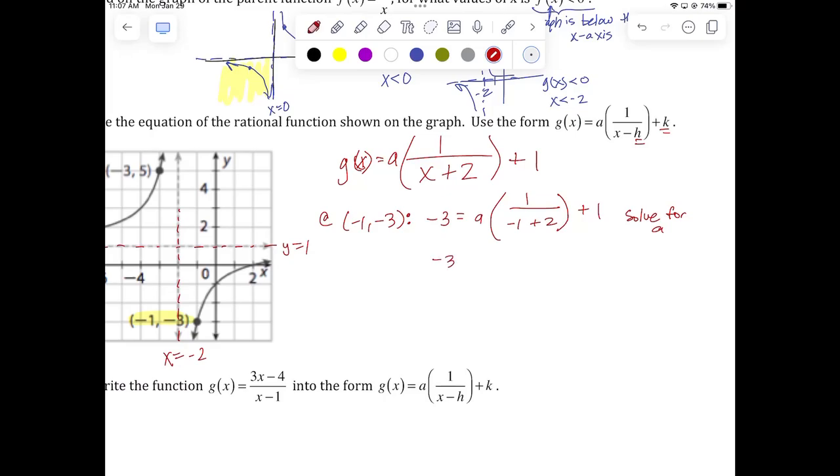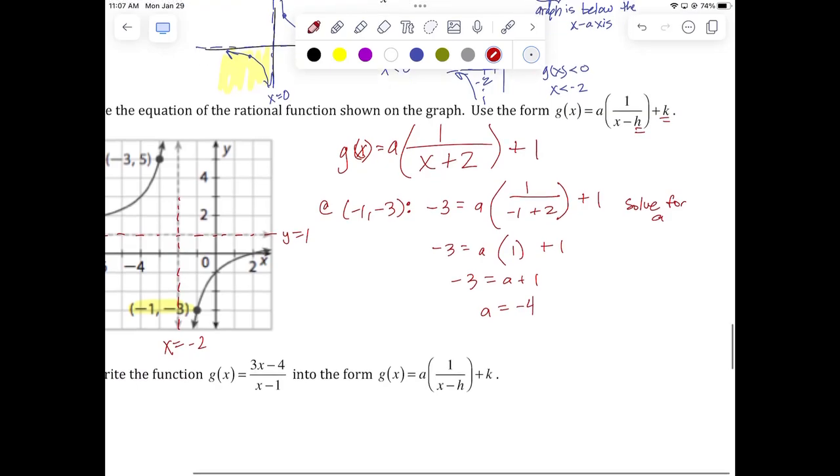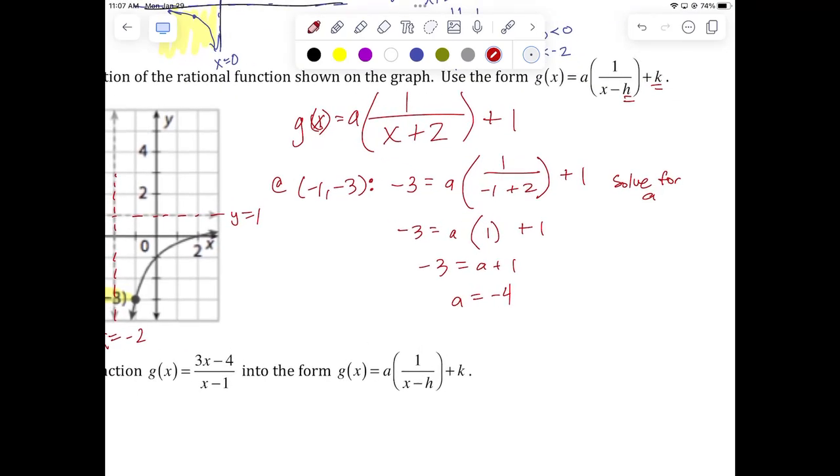All right, so let's do that. I get -3 equals a times, let's see, -1 plus 2 is what? 1, right? And 1 divided by 1 is 1. So I really get -3 equals a plus 1. So if I subtract 1 from both sides, I get a is -4. Yeah. And so just like we did in the previous section where we found k, here we're finding a. We plug it back in to this version right here. So g of x is now equal to -4 times 1 over x plus 2, plus 1.